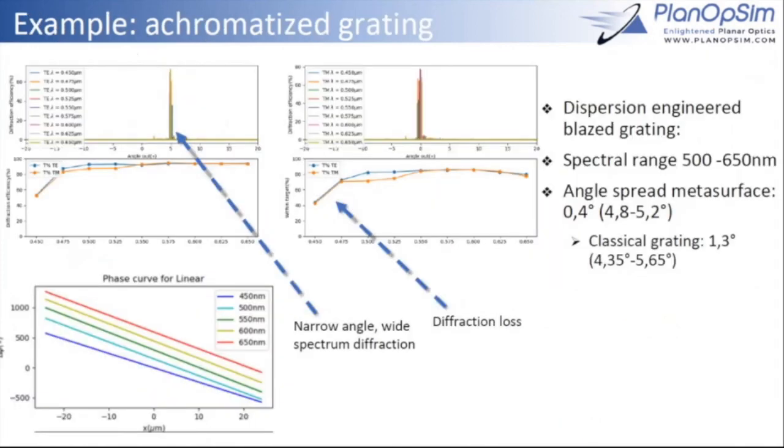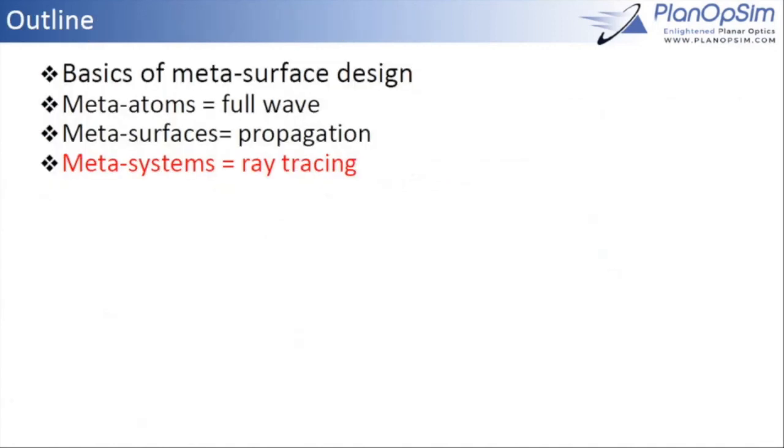When we apply these principles to an example design here, we made an achromatic grating, which was designed to deflect light into a fixed angle range. If you take a standard blazed grating like this, you would have a splitting angle from 500 to 650 nanometer here of around 1.5 degree. If we do it in the dispersion engineered way, we make a different component, flat component, but the angular spread is only 1/3 of that at around 0.4 degrees. So that's dispersion engineering. Let's now take that a little bit further into systems.